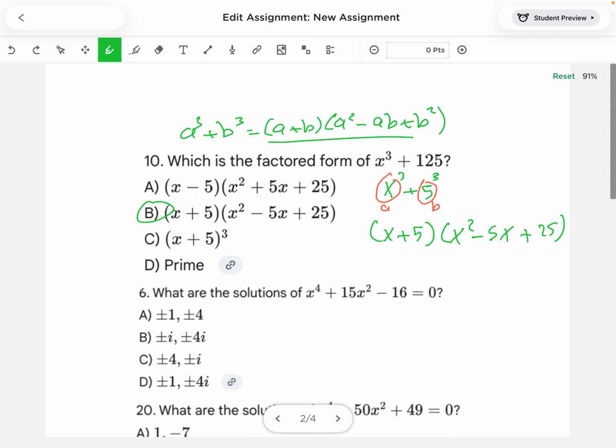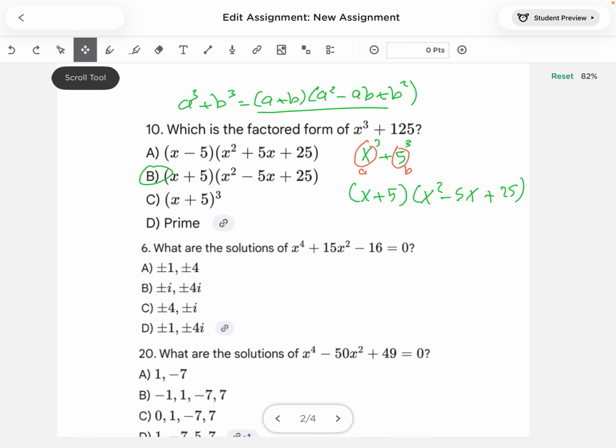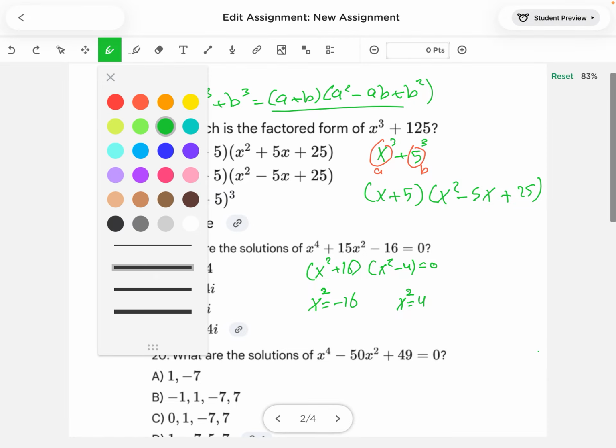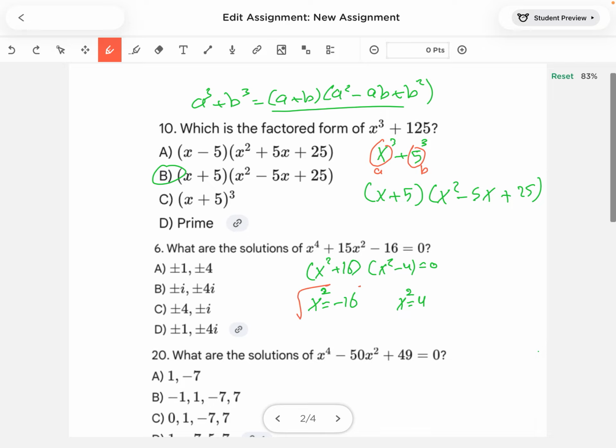Next question. We can consider it as a special case of a quadratic formula. If you use your calculator, you will get 2 values of x: x equals negative 16 and x equals 4. But in our case, it will be x to the power 2, because we have already x to the power 4. So it will be x squared plus 16, x squared minus 4. Now you can take a square root to continue, or you can factor it one more time, it is up to you.